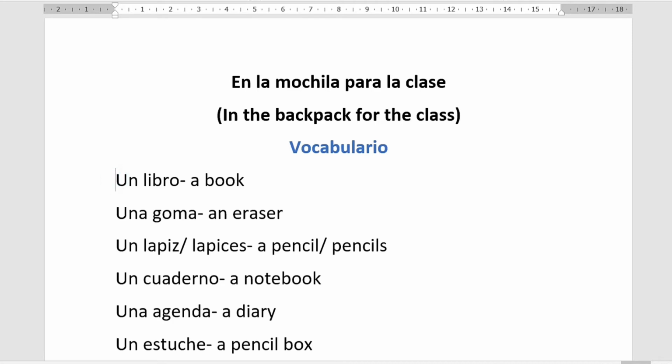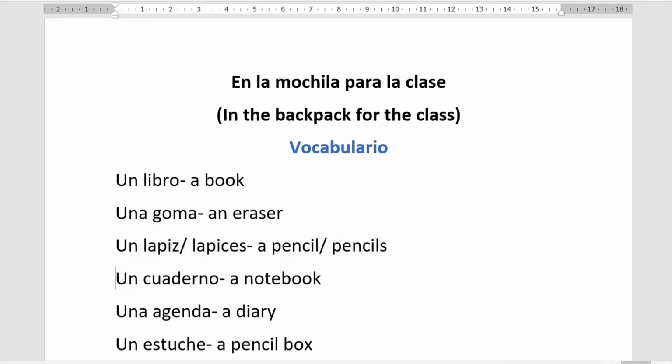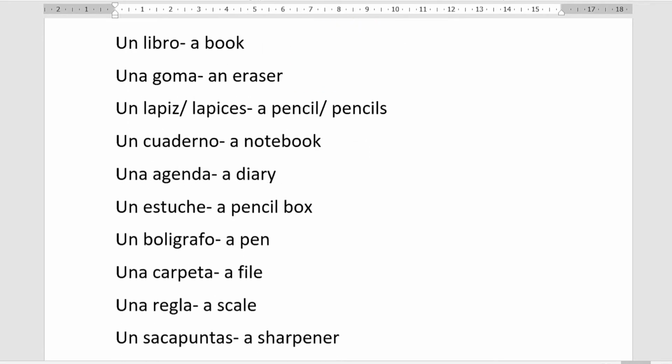The first word, book, which is called un libro. It is masculine. An eraser, it is una goma. Next, pencil is un lápiz, and pencils is lápices. Next, notebook is called cuaderno. Diary is called agenda. A trick to learn this is in diary you always jot down the points, so kind of the agenda for the meeting and also hence agenda is what it will be easy for you to learn. Next, pencil box, estuche, pen, bolígrafo, file, carpeta.